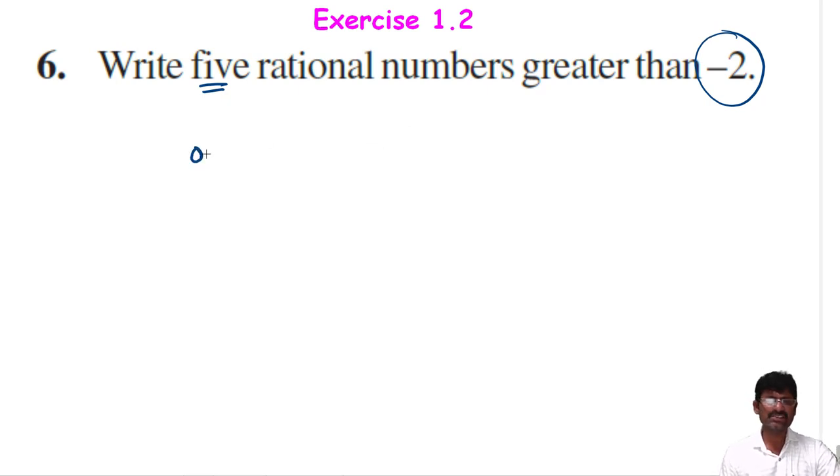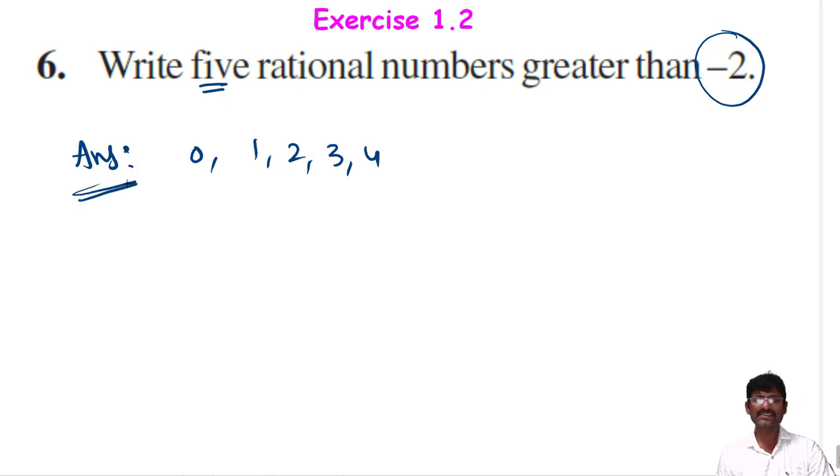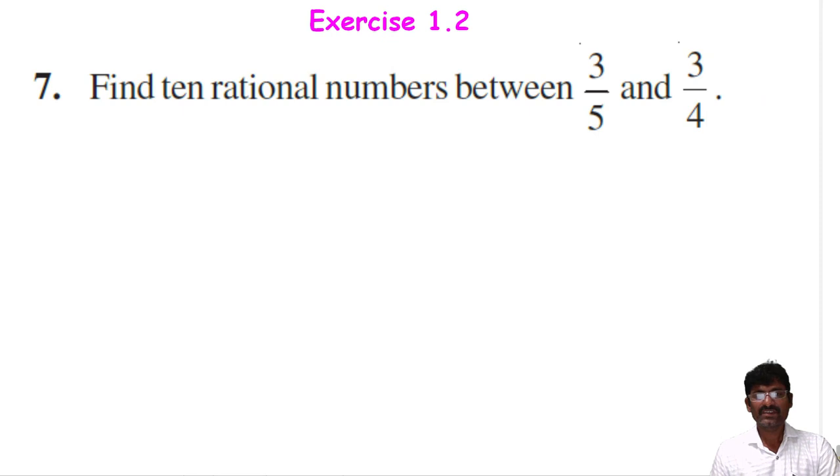So let me take 0, 1, 2, 3, 4. These are whole numbers, right? Whole numbers are rational numbers also. All these are greater than -2, so we can write this as the answer. So you can take whole numbers or any integers or any natural numbers which are greater than -2. Those are rational numbers. But you need 5, so you take 5 numbers out of those.